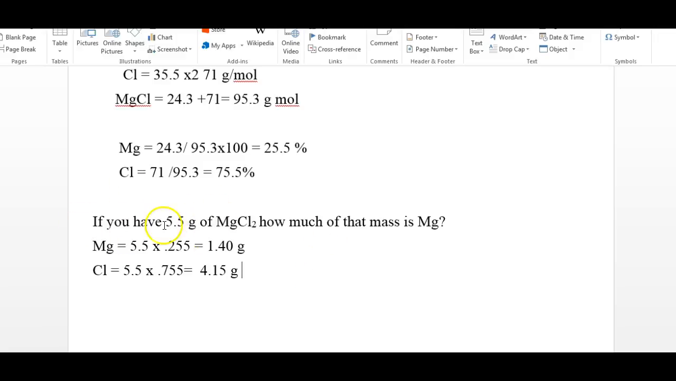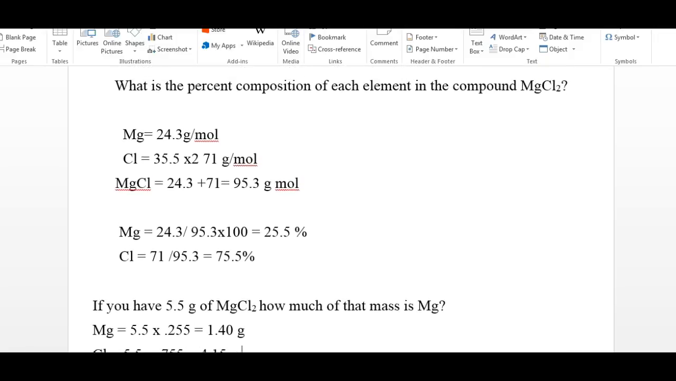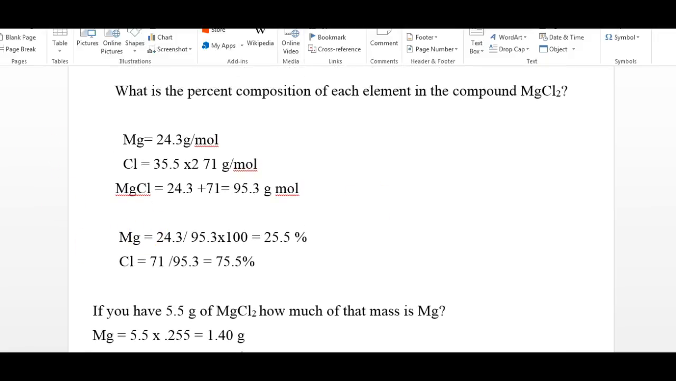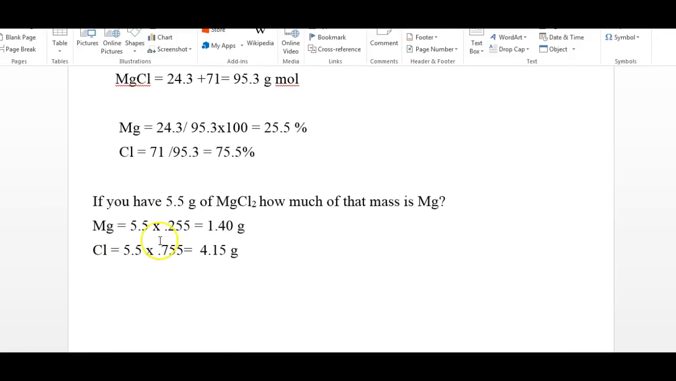So if you're given a gram amount and it's even less than a mole, it doesn't matter. You still have to look at this whole thing and figure out the percent composition just like we did in the other problem. And then once you figure this out, you then know the percent to multiply the total mass you have by, and it'll tell you how much of that total mass each element is. And that's how you do it.